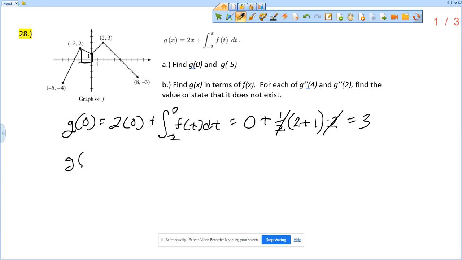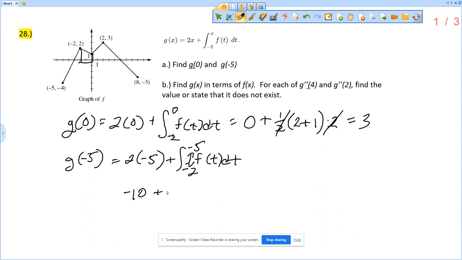All right, so g of -5. Now 2 times -5 plus the integral from -2 to -5 of f of t dt. So 2 times -5, of course, is -10, plus now the integral from -2 to -5. It makes sense if we flip those, and so we put a negative in front. So the integral from -5 to -2 of f of t dt. All right, so now we've got -10 minus whatever this thing is.